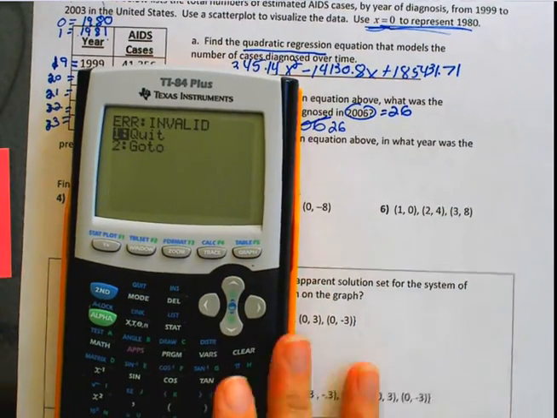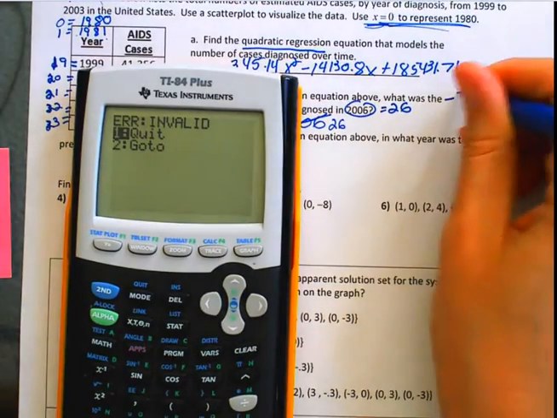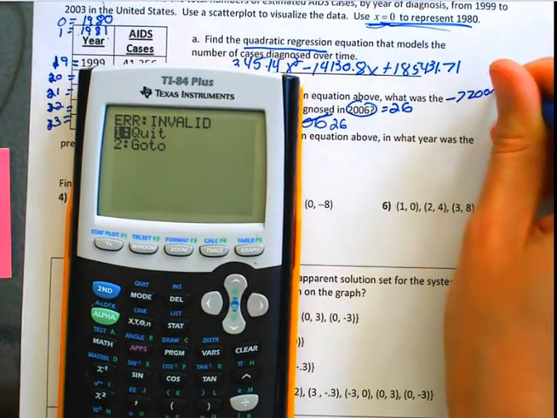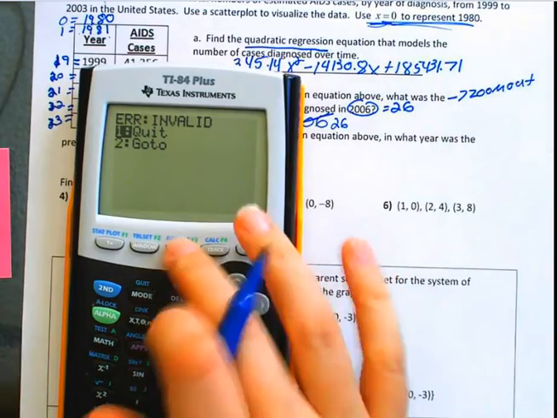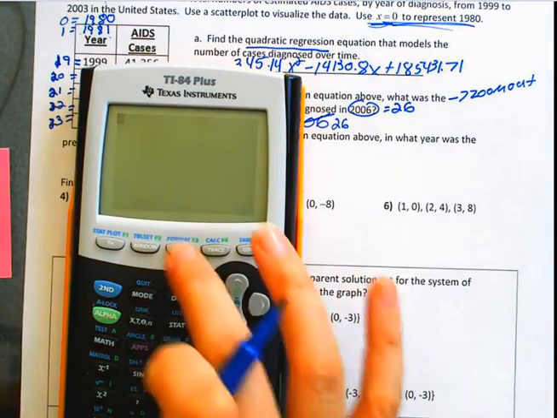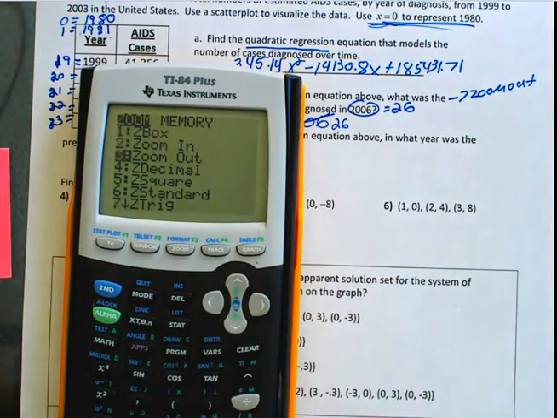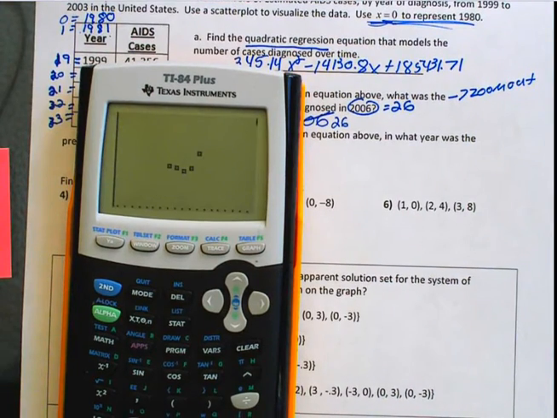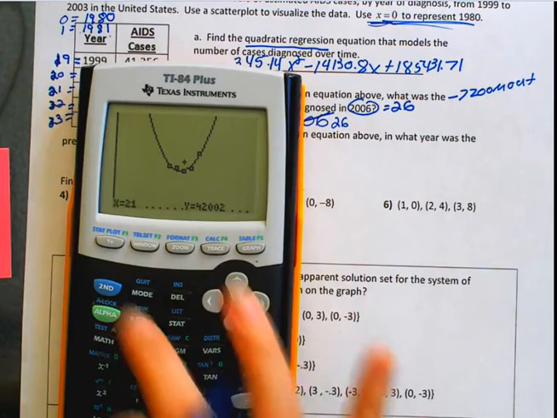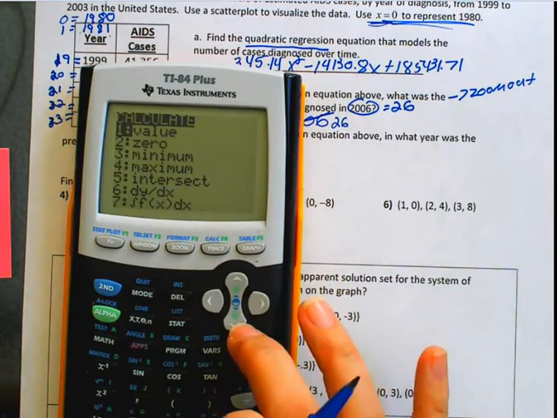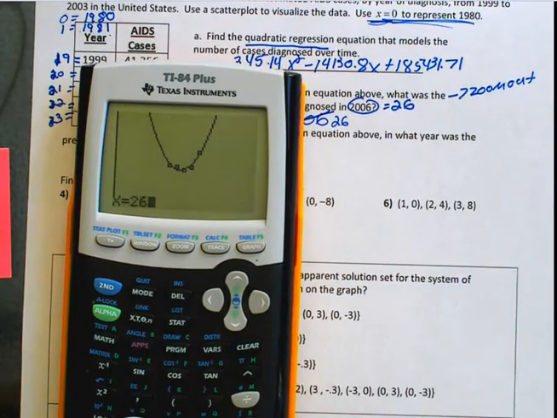And it gave me an error. Remember, if it gives you an error, you have to zoom out. So zoom, you have to hit quit and then zoom out. And then press enter once. Now let's try it again. Second calc, value is 26.